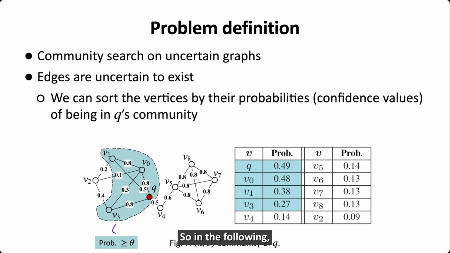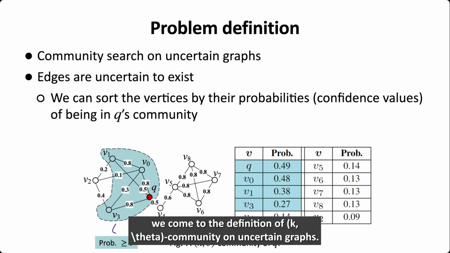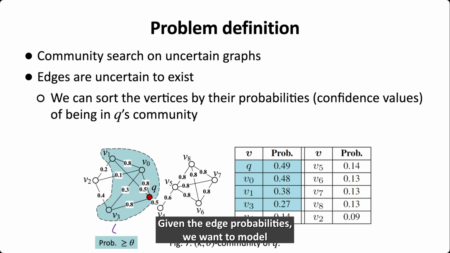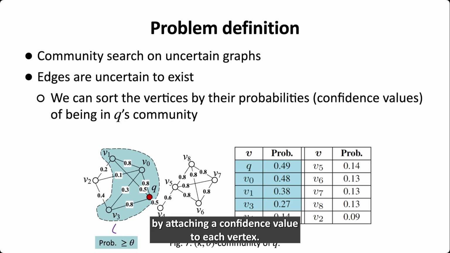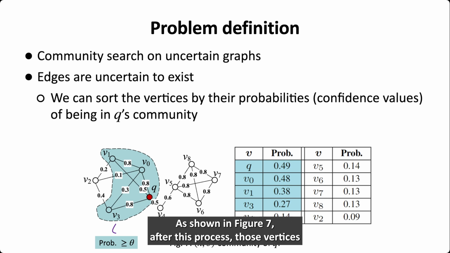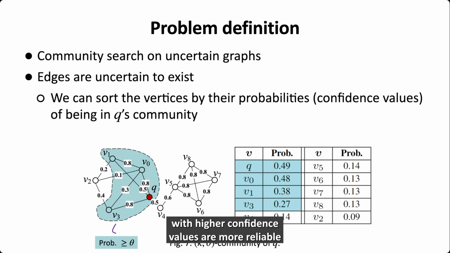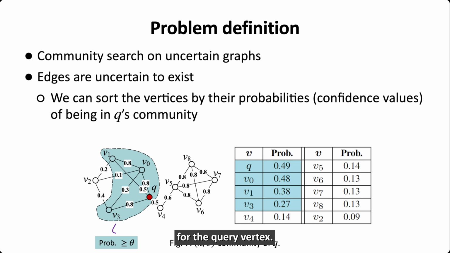So, in the following, we come to the definition of the k-theta community on uncertain graphs. Given the edge probabilities, we want to model how reliable each community member is by attaching a confidence value to each vertex. As shown in Figure 7, after this process, those vertices with higher confidence values are more reliable for the query vertex.